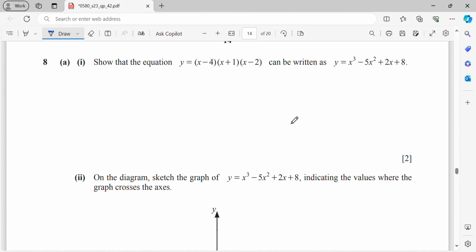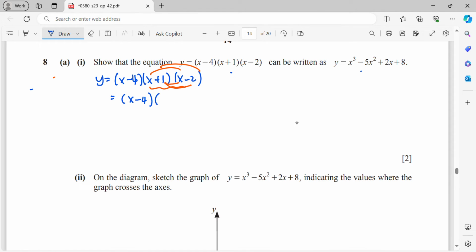Now, next question, it's A. First part, show that the equation can be written in this form. So obviously, you just do the expansion, right? So y equals to x minus 4, multiply with x plus 1, multiply with x minus 2. So first of all, I will multiply the last two factors. So just do expansion, multiply 1 by 1. I will be getting x minus 4 remains.